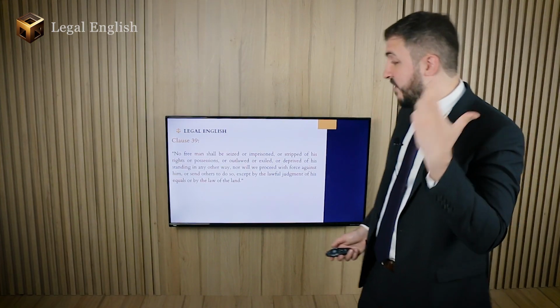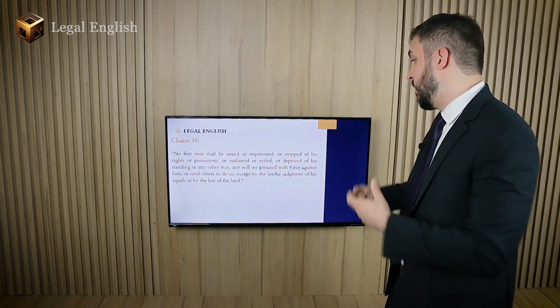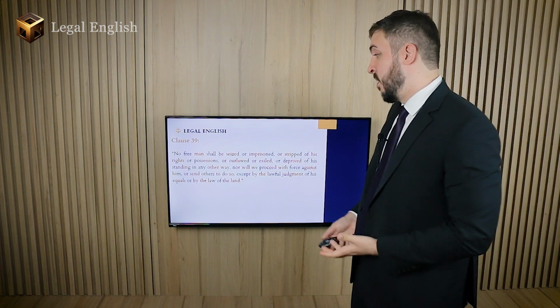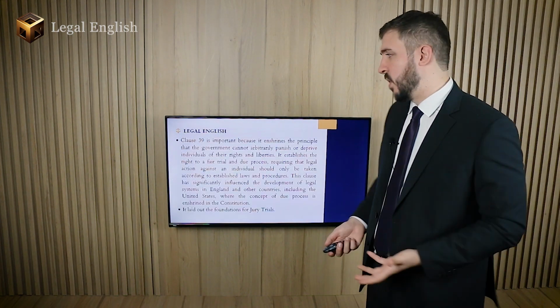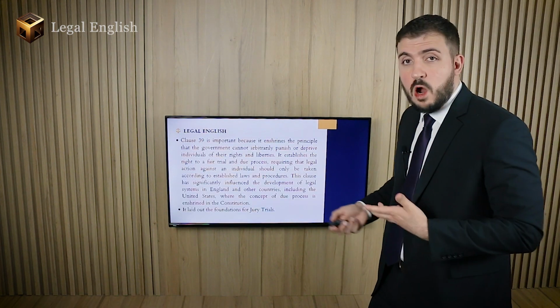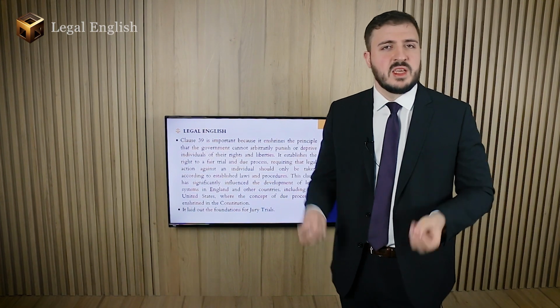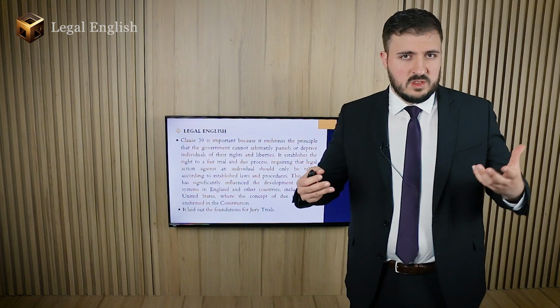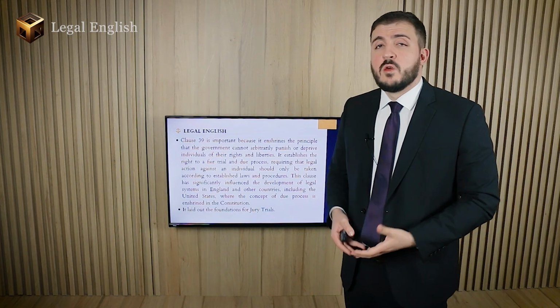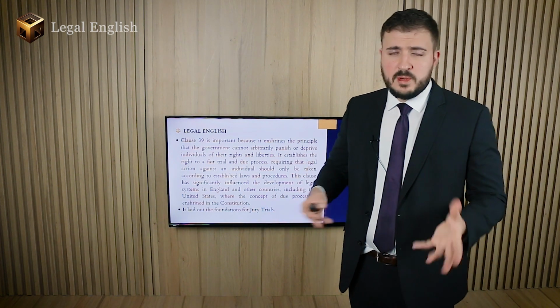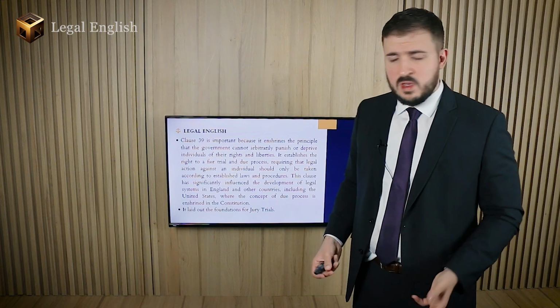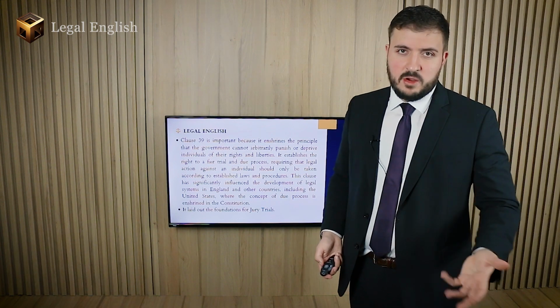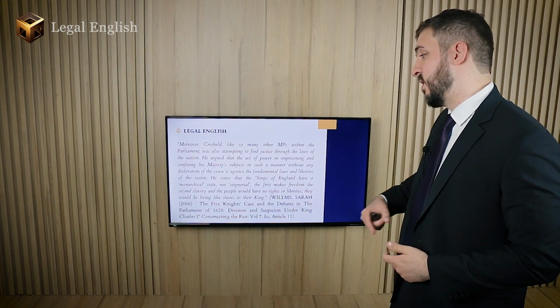Clause 39, very, very important. Basically, the right to a fair trial and the idea of due process in a court of law. So no arbitrary imprisonment. So this is a limitation to the king's authority. And this is basically establishing the idea of habeas corpus, no arbitrary arrests, due process, and eventually jury trials. This is here from the case of the Five Knights.